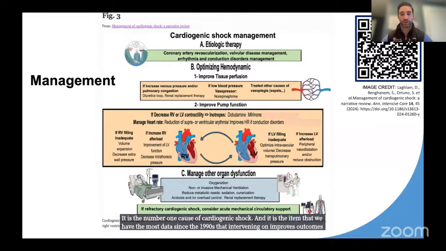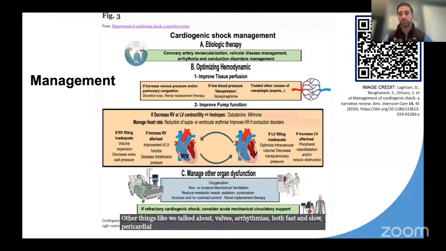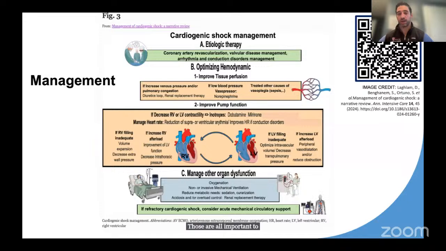So that's number one, is identify acute MI shock. Other things like we talked about, valves, arrhythmias, both fast and slow, pericardial disease, which falls more into obstructive shock. Those are all important to identify as areas for intervention and improvement.